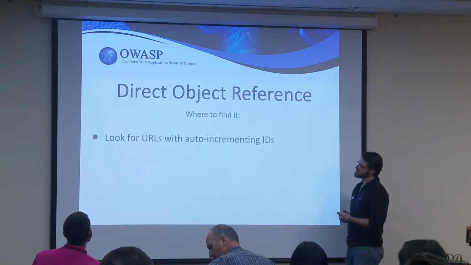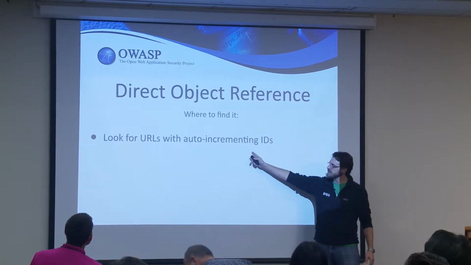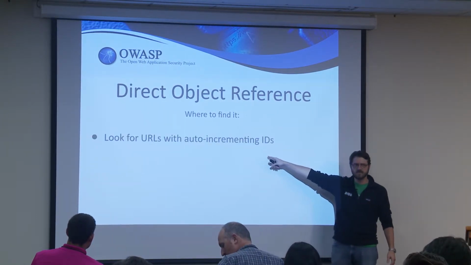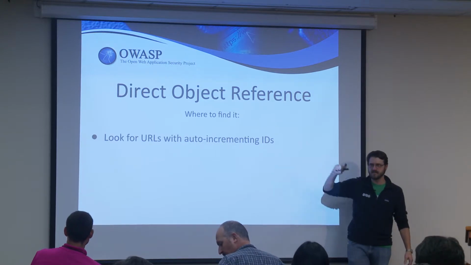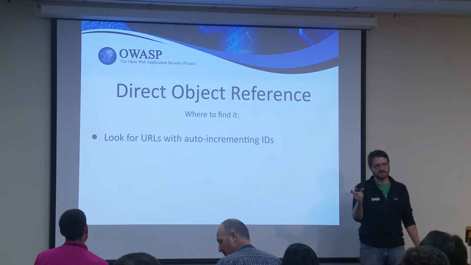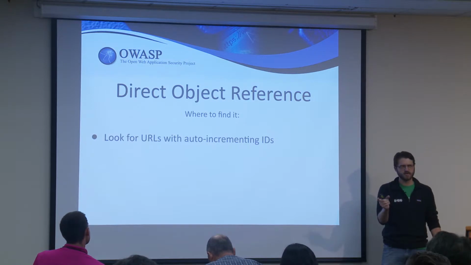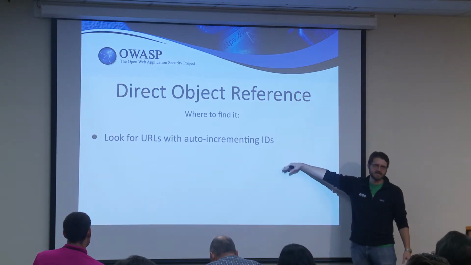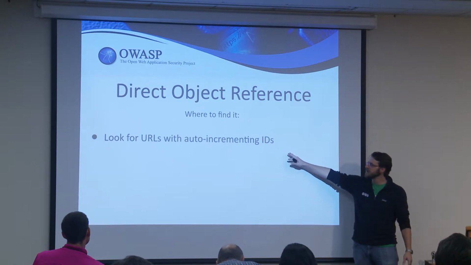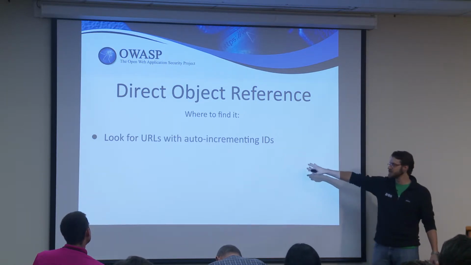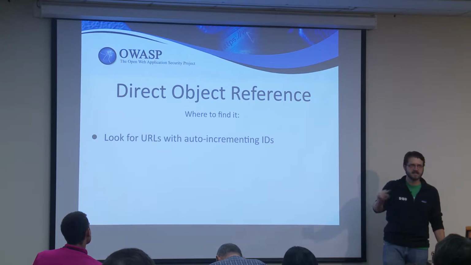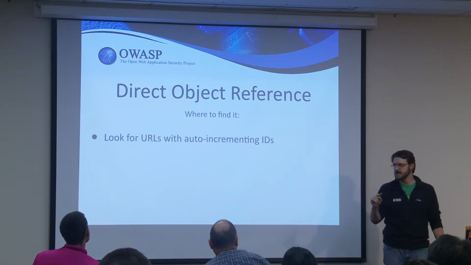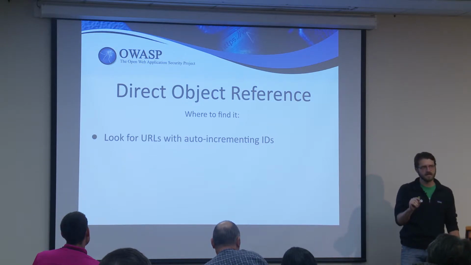Direct object references: look for URLs with auto-incrementing IDs. You could potentially change this and use UUIDs or some other kind of hash-based thing to reference these, so that it's a little more randomized. Now, obviously, you can still automate something that's a little more randomized, but if it's just IDs, that's a pretty popular practice, just using the primary key ID or some auto-increment ID from the database. Be very careful using that.